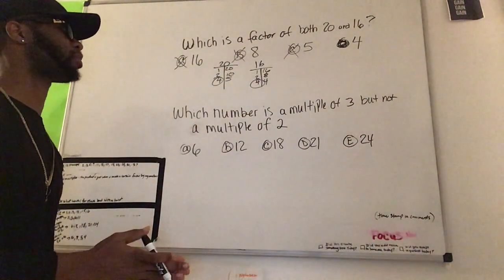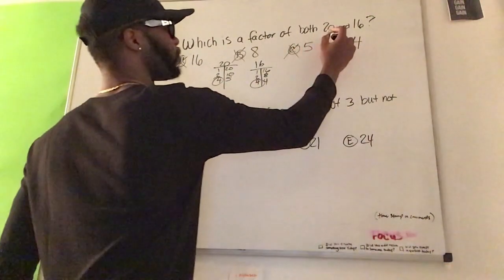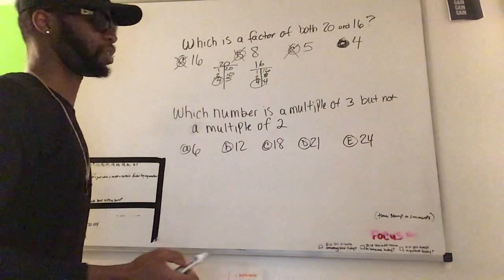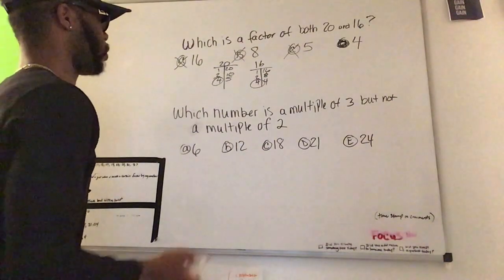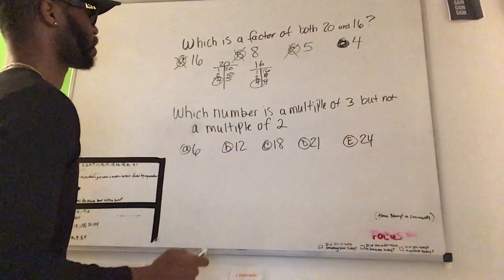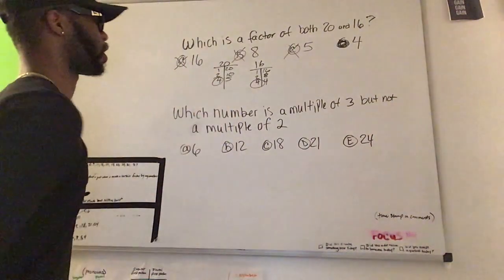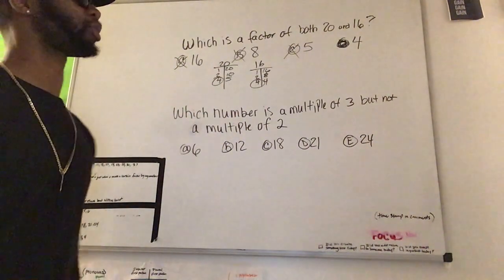Again, my first step was to write a T-chart for both of the numbers 20 and 16 with all of its factors. Then I looked at the answer choices and eliminated whichever answer was not on both charts. 2 simple steps.